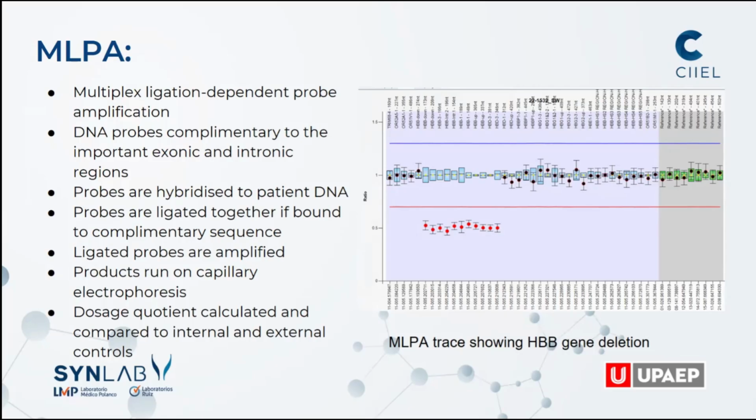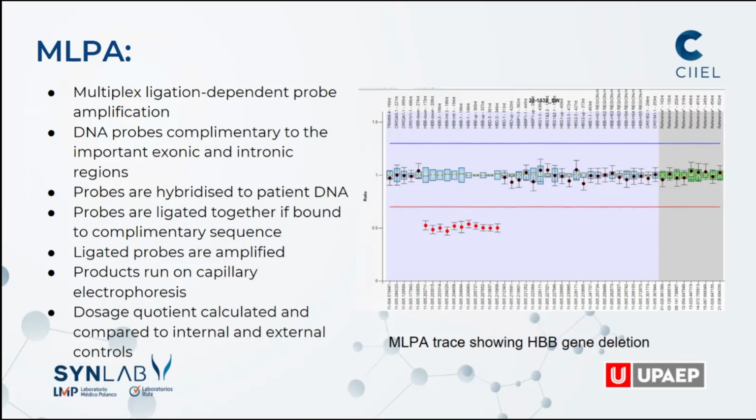Now, MLPA is slightly more labour intensive and much more expensive to do. So we don't do MLPA on every patient. We'll use the gap PCR to exclude the most common causes, and then only if we haven't found a cause for the query alpha thalassemia, we'll then go on to do MLPA.